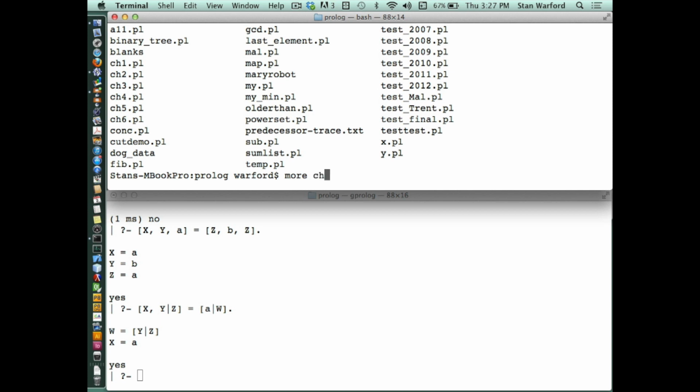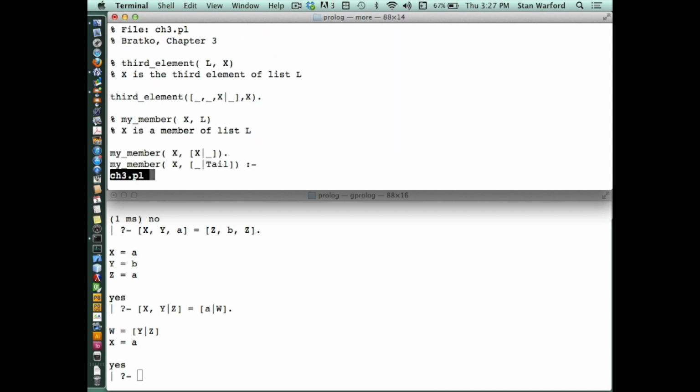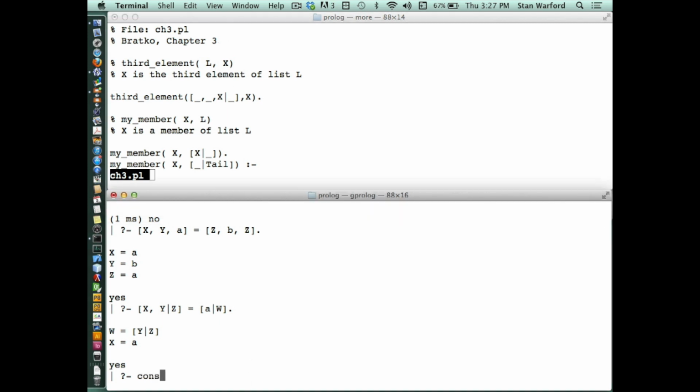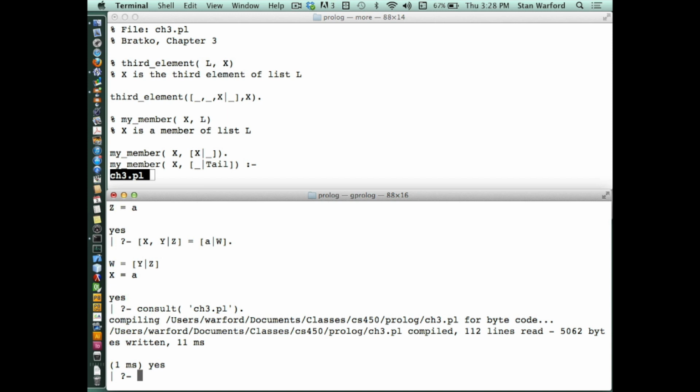Let's take a look at ch3.pl. Here's the first few lines of chapter3.pl. Let's go ahead and consult this. Consult quote ch3.pl quote print period. All right, so everything's written here. Now what we're going to do is use the matching to write predicates to get some processing for us. The first little elementary one here is called third element.